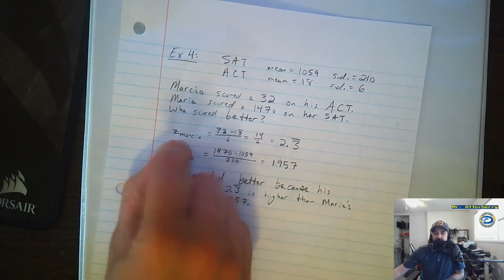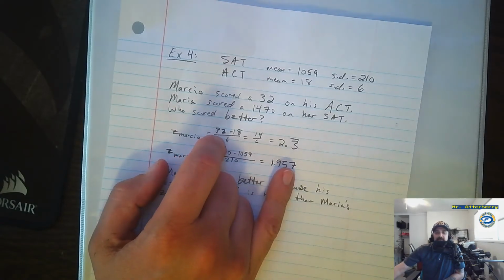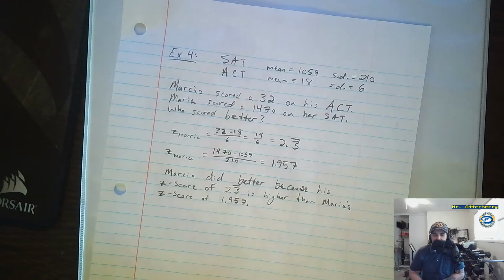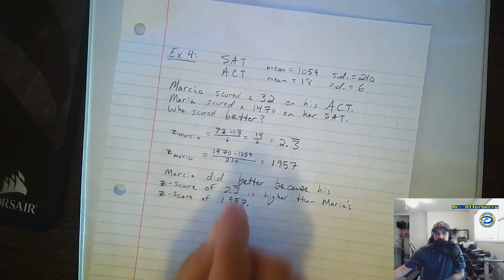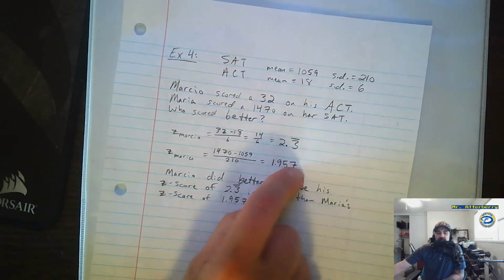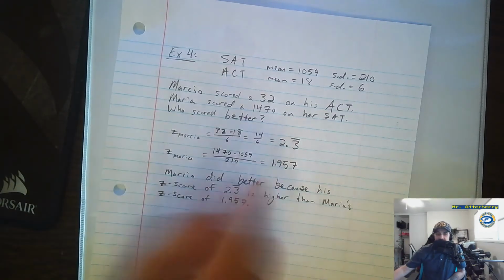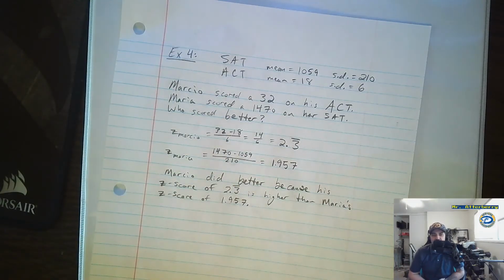And Marcio, okay, according to these numbers here, 32 minus 18 divided by 6, I get 2.3, and that goes on forever. 2.3333333, so it's 14 over 6, which is like 7 over 3, which is the repeating decimal, which you get sometimes, okay? So don't forget those little rules of that. And then Maria here got a 1470, right? A great score. And you subtract it and divide it, and her z-score is a 1.957. Okay, that's a pretty big z-score. It's pretty far out from the average. So Marcio did better because his z-score of 2.3 is higher than Maria's z-score of 1.957.